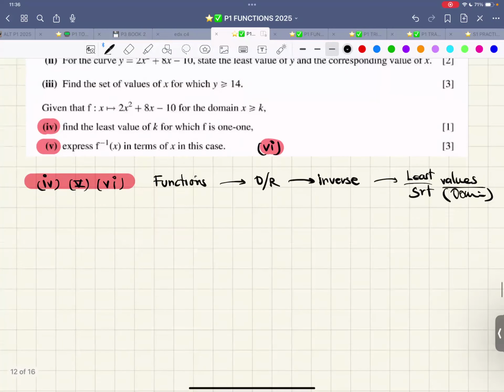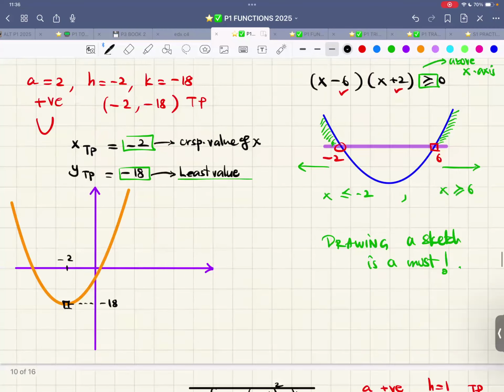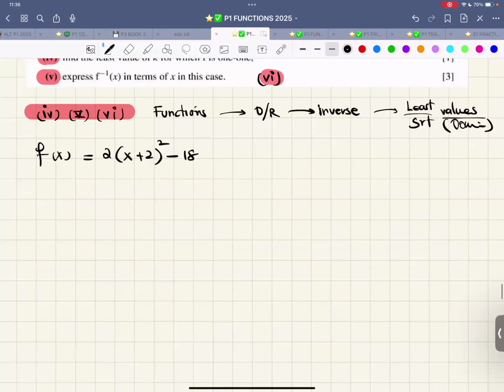Now, first of all, your f(x) is 2 bracket x plus 2 whole square minus 18. Let me just go ahead and double check this original one. This is 2 bracket x plus 2 whole square minus 18. All good. A is positive, that is the shape, and negative 2, negative 18, that's the coordinate of the turning point, which is in fact a minimum point.